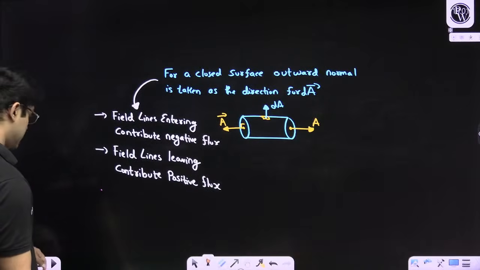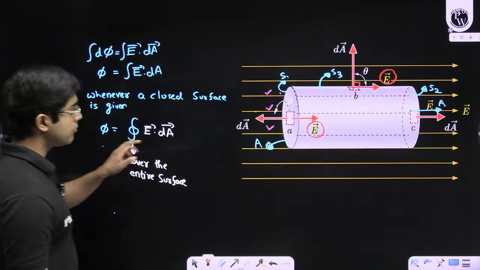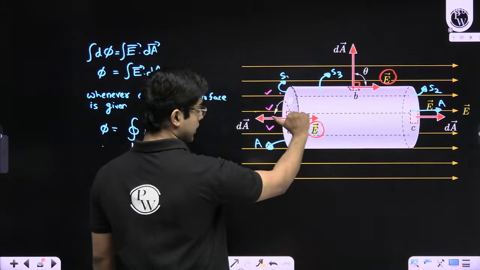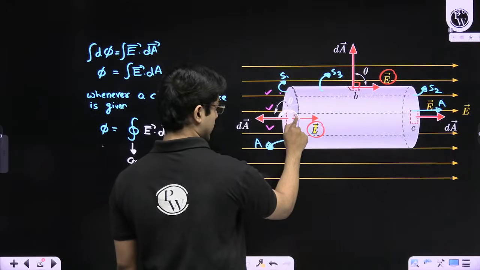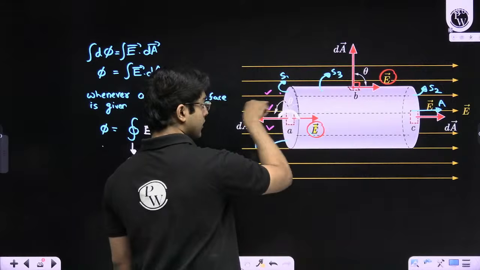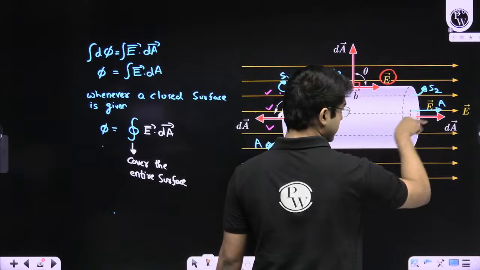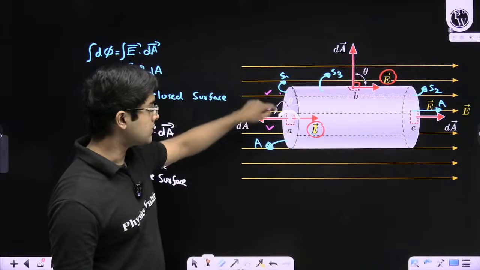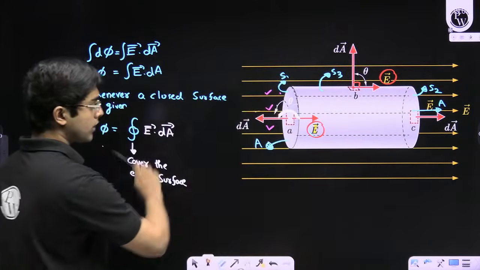If you notice, the electric field lines here are entering the cylinder, but the normal is to the left and the electric field is to the right, so the angle between them is 180. Cos 180 is negative, right? So the flux will be negative here. So entering field lines contribute negative flux and exiting field lines contribute positive flux. From here we have a negative flux of minus EA, and from here a positive flux of plus EA, and in total they are 0.